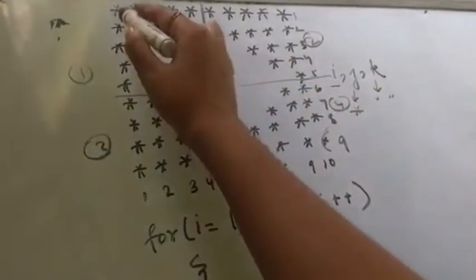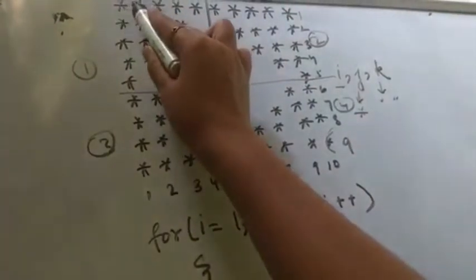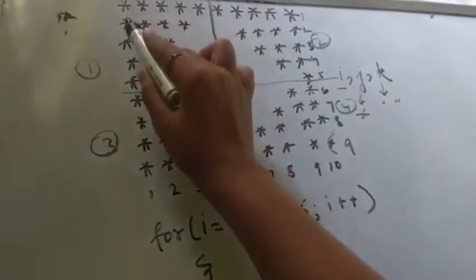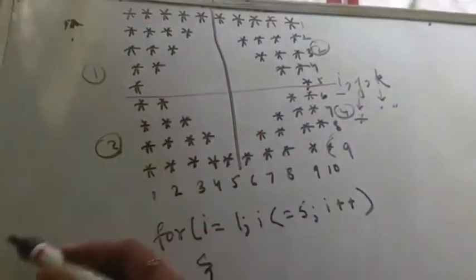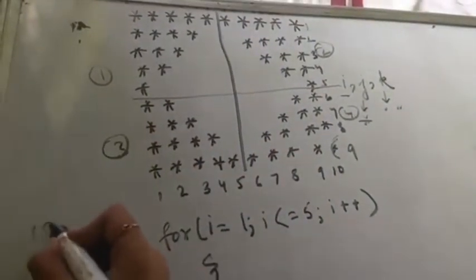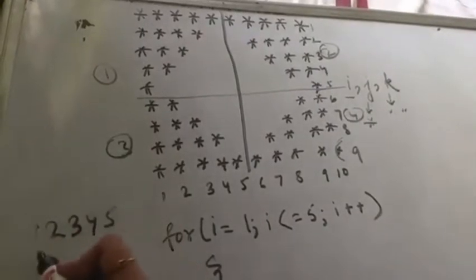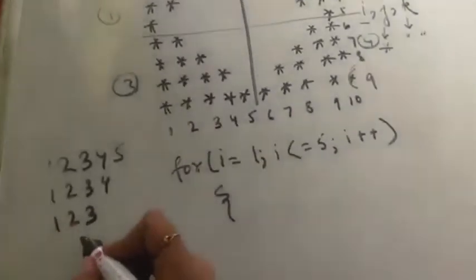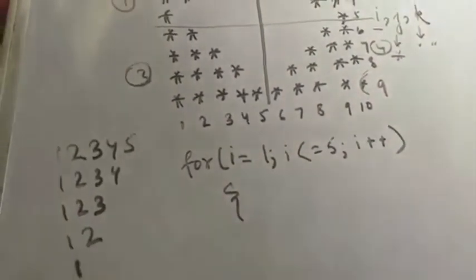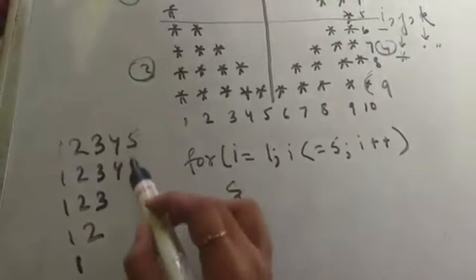Now as you can see, in the first line we have 1, 2, 3, 4, 5 stars. In the second line we have 1, 2, 3, 4. In the third we have 3, 2 and 1. So if we have to print numbers, it would be something like this. So how do we analyze this?